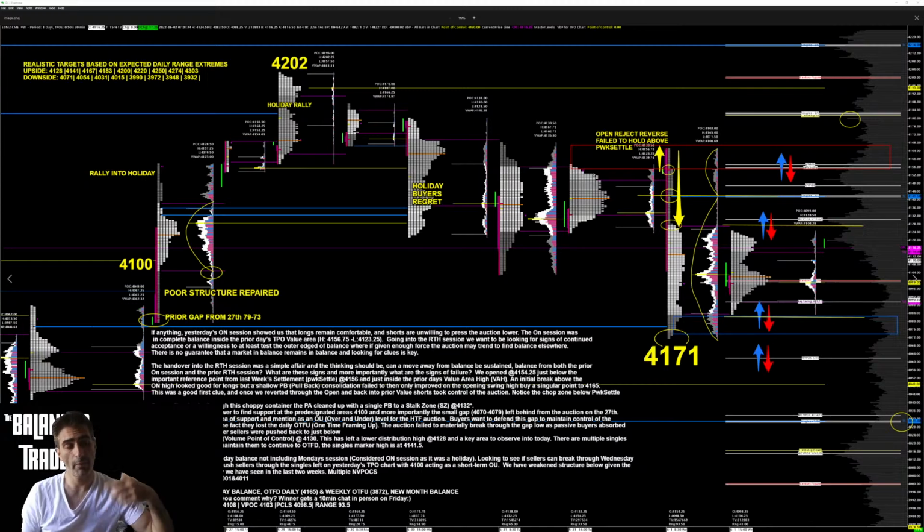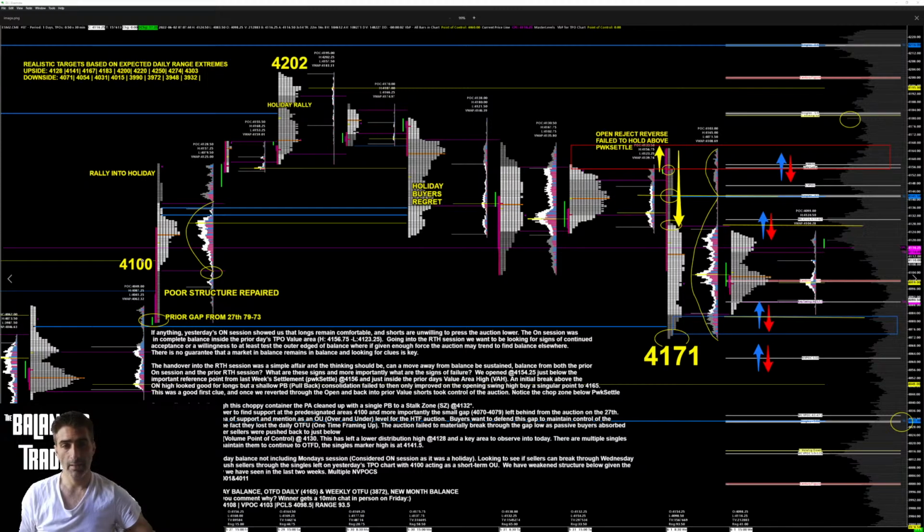So at this point we've got this chop zone below the previous week's settle, which I think is important, and then we liquidated through it, and then we created this little vacuum where we just created a lot of singles, and we moved really quickly down to the century figure at 4,100.